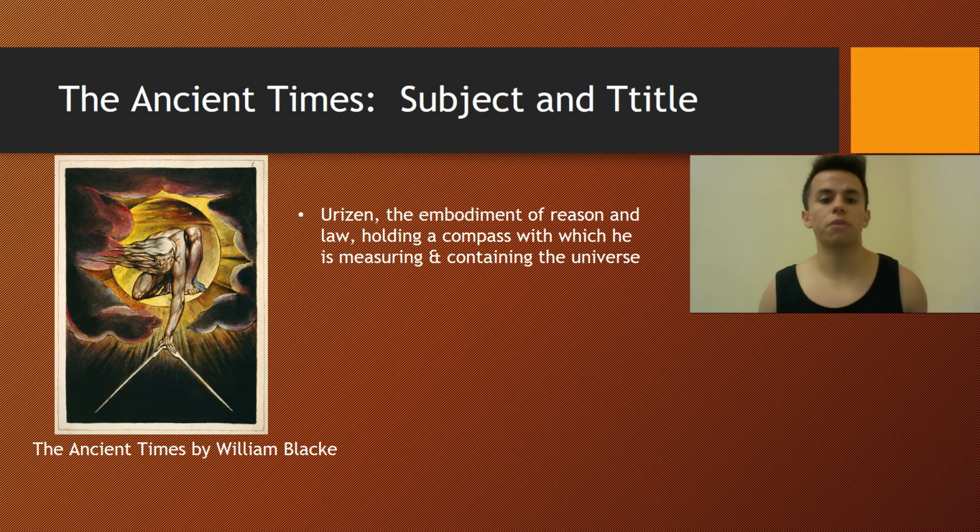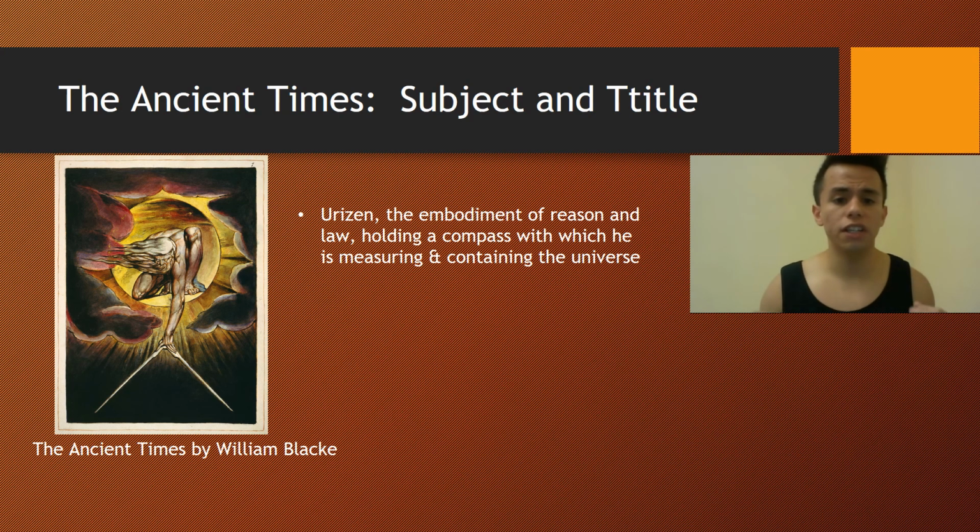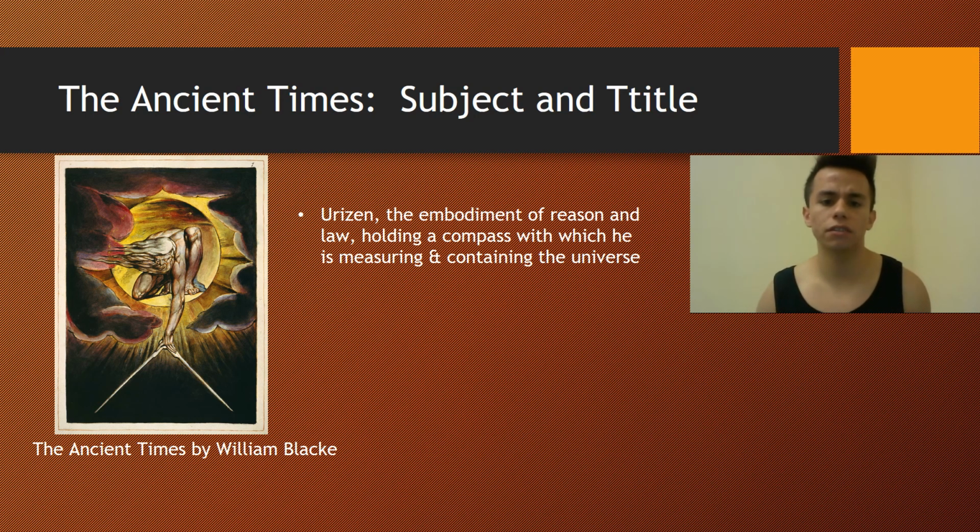The title of the subject is The Ancient Days. Here we see Urizen, the embodiment of reason and law, holding a compass in which he is measuring and containing the universe. While our first look may draw parallels between this fictional deity and Zeus, or the God of the Old Testament, he is really anything but.